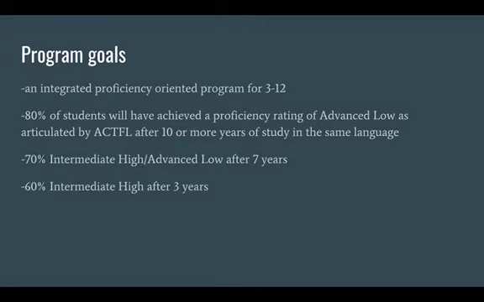70% for Intermediate High, Advanced Low after 7 years, and then 60% of the students Intermediate High after 3 years. These are ambitious goals, right? There's not a lot of data out there I can say, well, at school here, this is the percentage they got. These are things that we're shooting for.